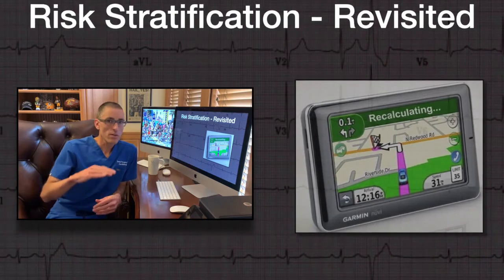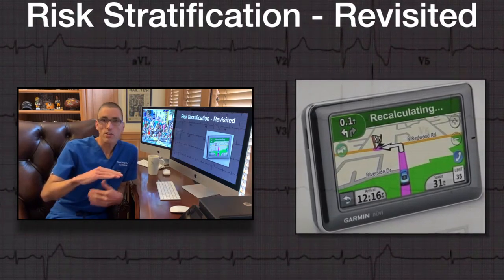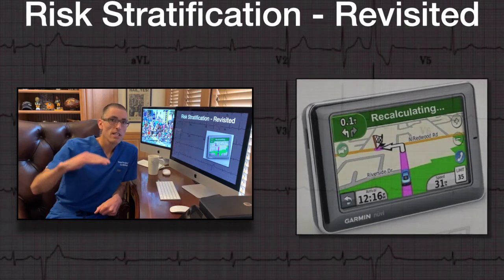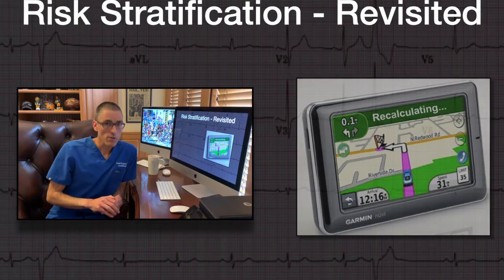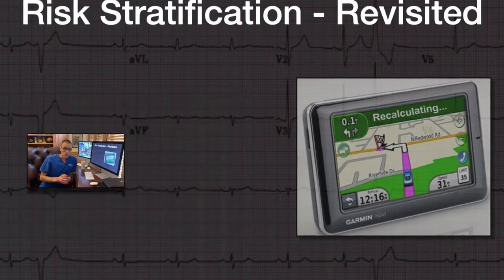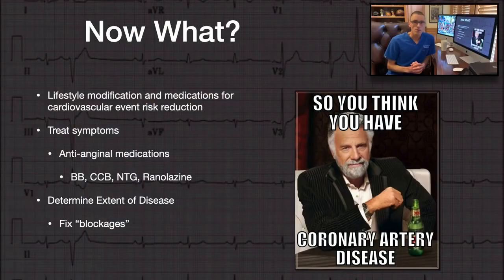If that intermediate risk patient has an abnormal stress test or any other abnormal test result, now they've moved up into a higher risk category, at which time further evaluation and treatment is probably warranted. Now what? Now we've decided that this patient probably has obstructive coronary disease, and we need to decide what to do. Remember, the primary treatment is lifestyle modification and medications to prevent cardiovascular events like stroke, heart attack, and death.